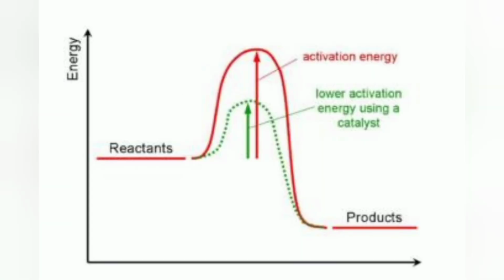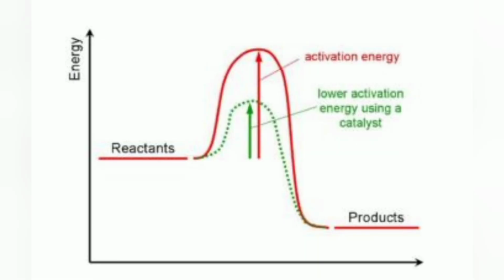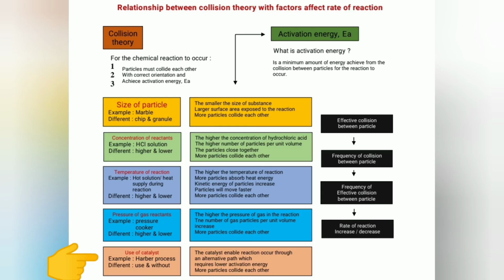The effect of catalyst on the rate of reaction. When a positive catalyst is used in a chemical reaction, it enables the reaction to occur through an alternative path, which requires a lower activation energy. As a result, more colliding particles are able to overcome the lower activation energy. Hence, the frequency of effective collision increases, and consequently, this results in a higher rate of reaction.